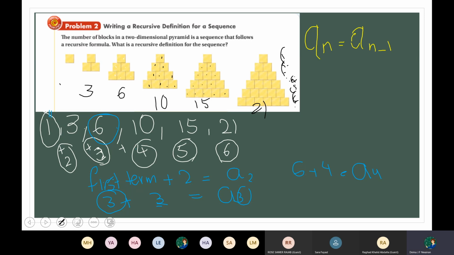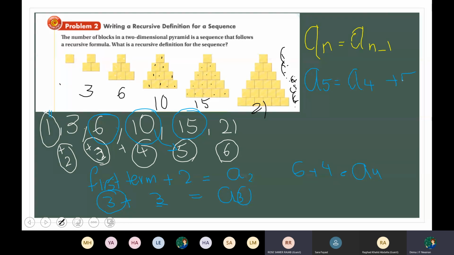Like here, 1. I want to find the second term. What is the meaning of the second term? It means it's 2. So the previous one plus 2, I get the second term. Let's find the fifth term. The fifth term is the fourth term plus what? 10 plus what? Give me 15. Plus 5.